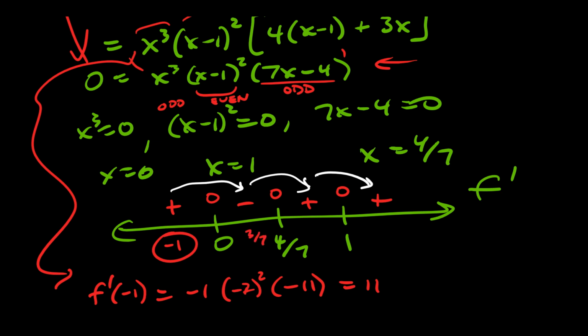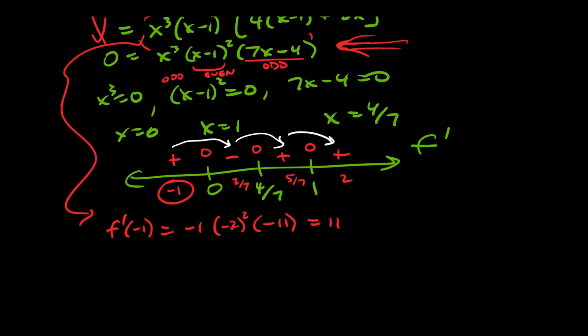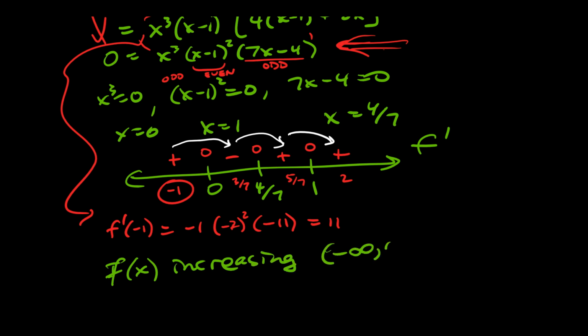Anyway, plug in test points if you want. 3/7 would be here, 5/7 would be here, and 2 would be here. But it's kind of painful to plug those numbers into the derivative. So apparently the first derivative is positive, negative, positive, positive. So f of x itself is increasing from -infinity to 0, and then it's not technically increasing at 1 because the derivative is 0 there. I think it's going to be an inflection point there.